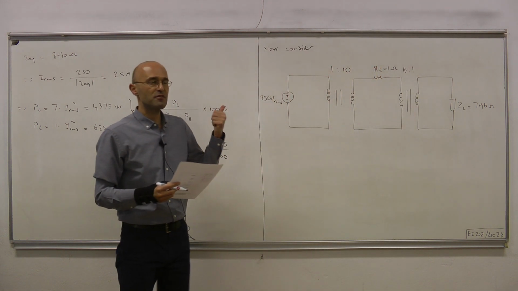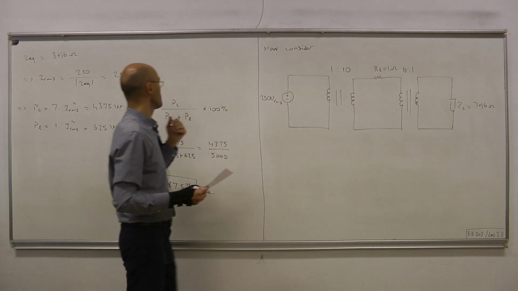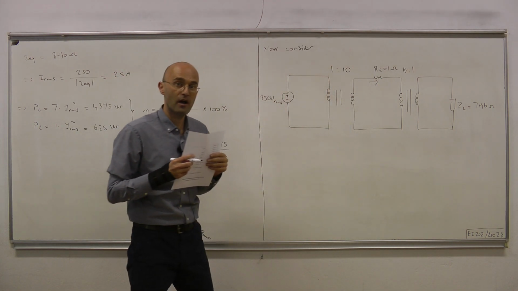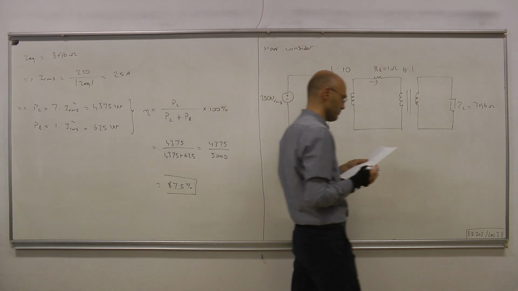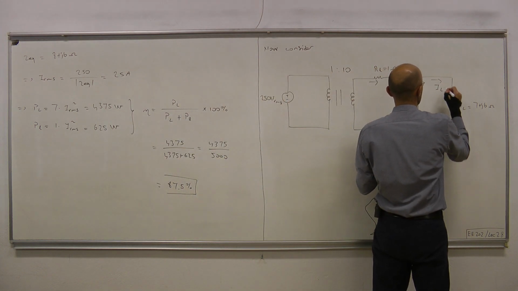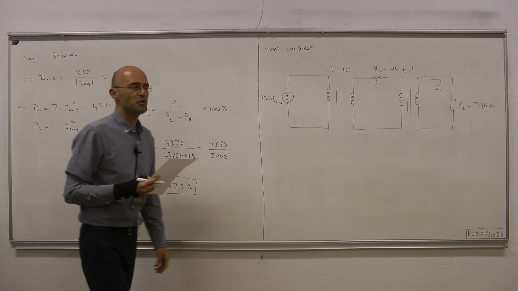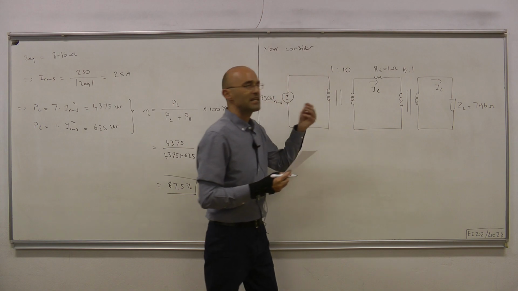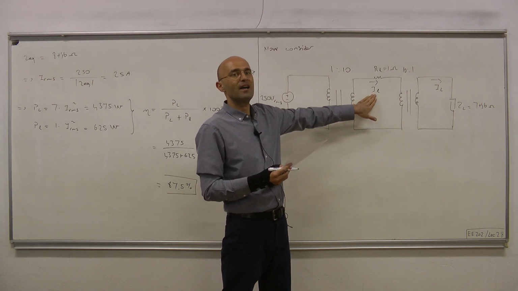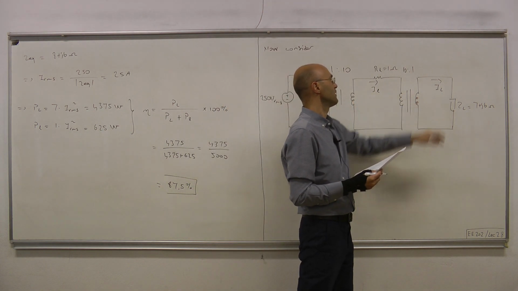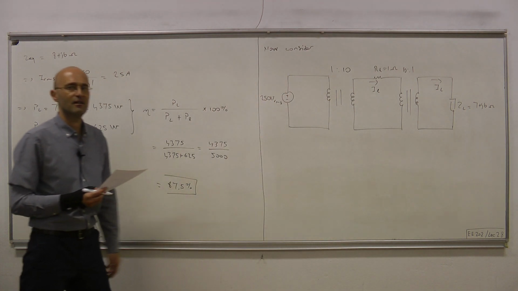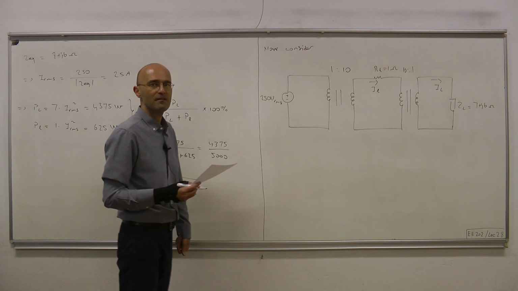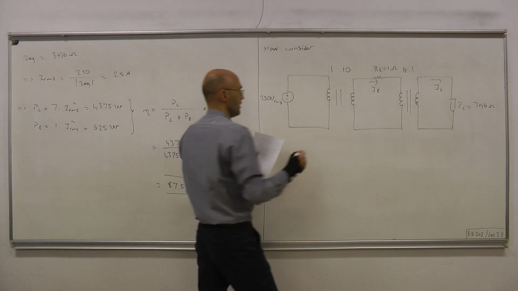Now the difference between this situation and the original situation is that now the current passing through the transmission lines is not the same current that passes through the load. So therefore we have to make clear the difference. We're denoting this by I sub lowercase l, and this is I sub uppercase L. Now let's compute the efficiency for this new situation.